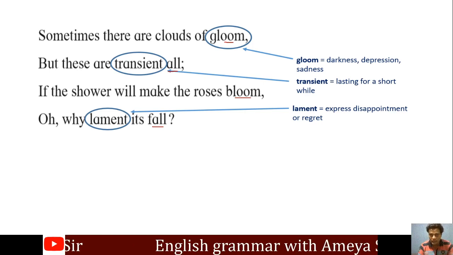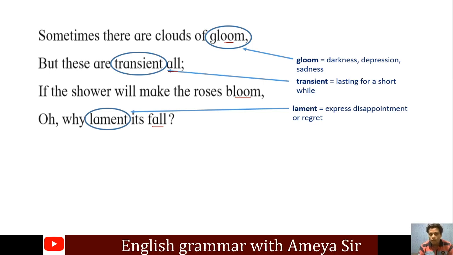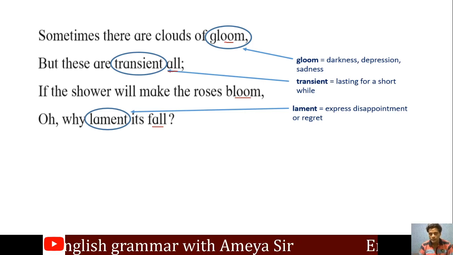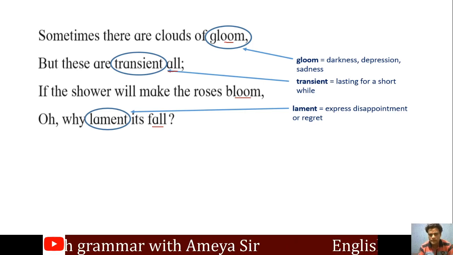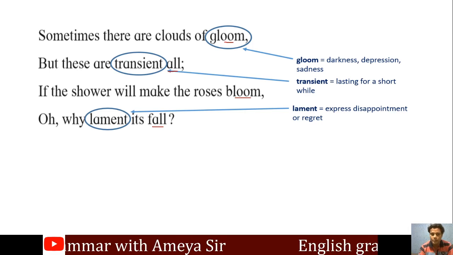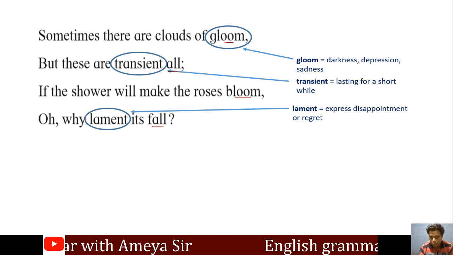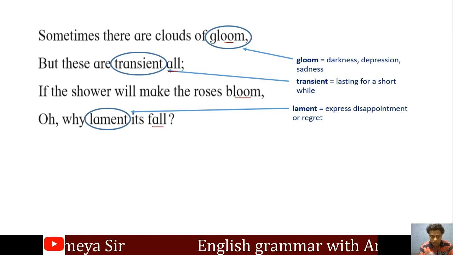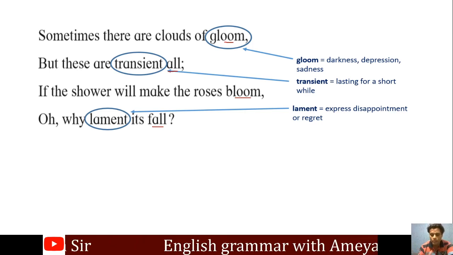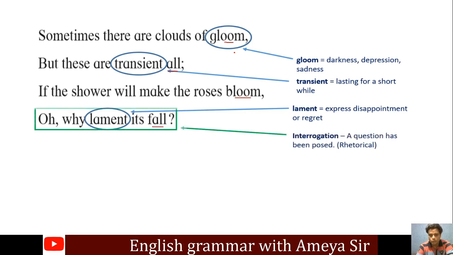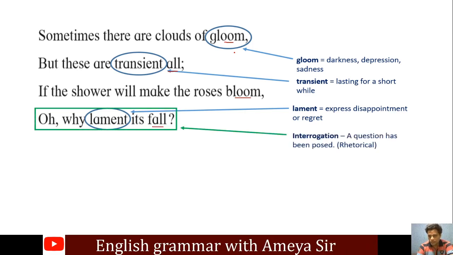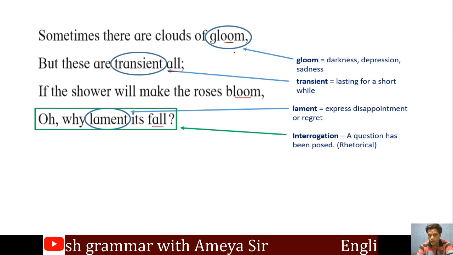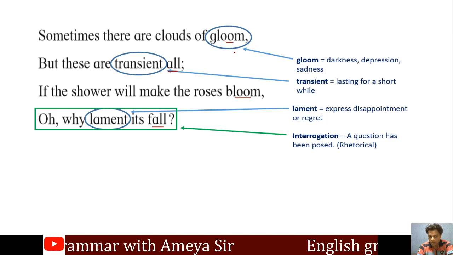Here, if that is the case, the poet questions us, why should we lament its fall? So if such early morning drizzle, or these minor setbacks, are only going to be temporary, bringing name, fame, glory later on, why should we express disappointment? The word is lament. I'm sure lament probably was new for you. There's one more thing important to discuss here. The figure of speech is interrogation because a question has been posed. You can see, why lament its fall? The other thing here is the word its.